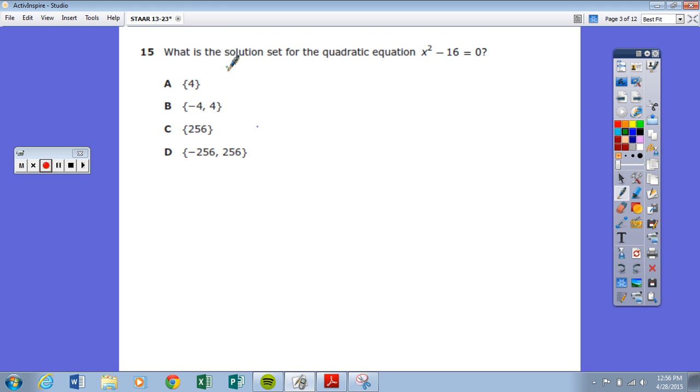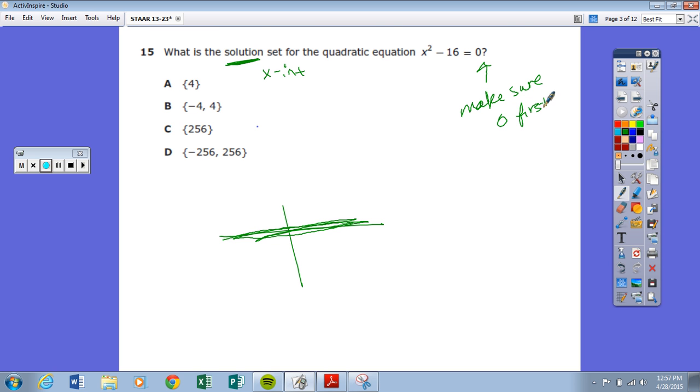Okay, number 15, what's the solution set for the quadratic equation? Solution set means x-intercepts. So if you look at the graph, it wants to know where does this graph cross the x-axis, and wherever that happens is the answer. Now, the only thing you're going to have to do first is make sure that it's equal to 0 before you begin the problem. But this is already 0, so we don't need to move anything to the other side.